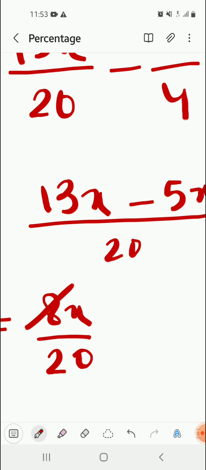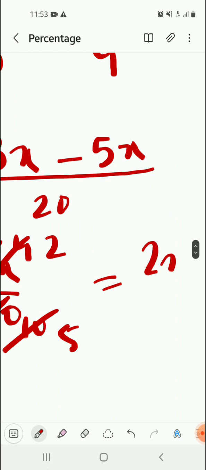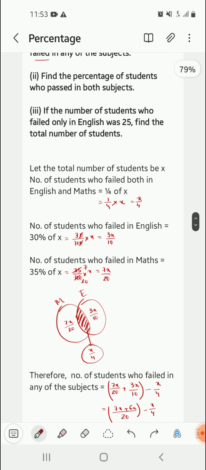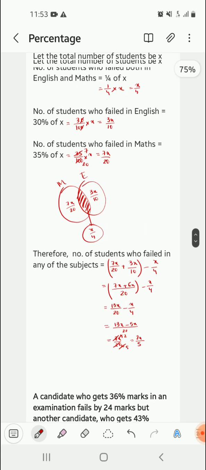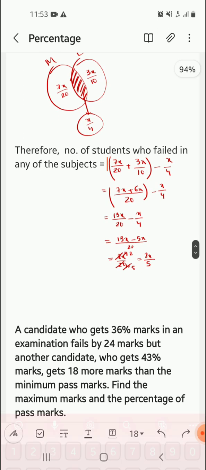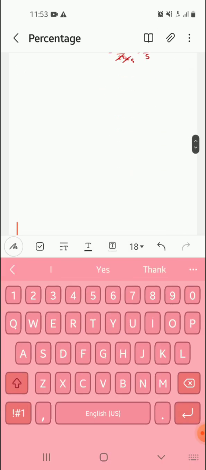So we can cancel it out. This becomes 4, this becomes 10, this becomes 2, this becomes 5. So it is 2x by 5 after cancellation. Now we are going to find the percentage. In the question we are asked to find the percentage. What we have got is actually the number, that is in terms of fraction. In that case, we have to find the percentage.